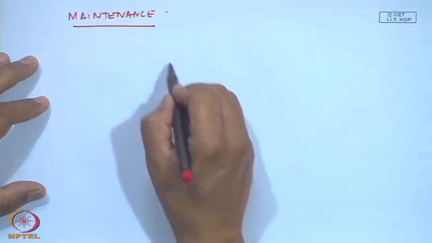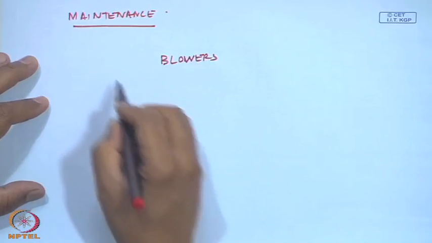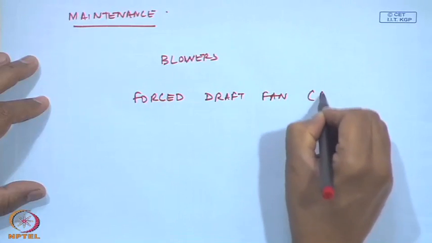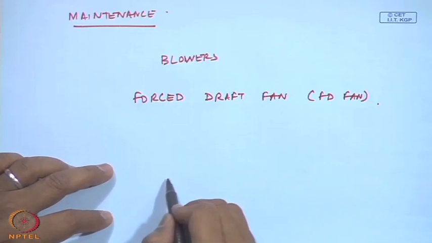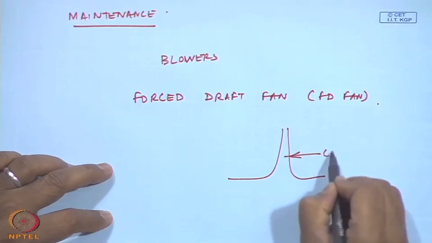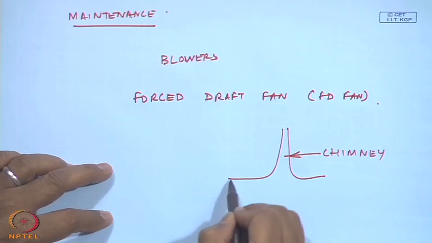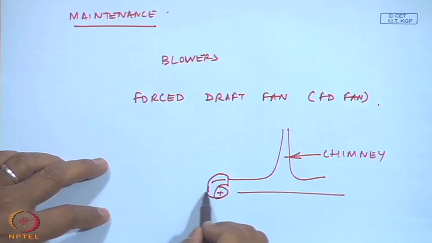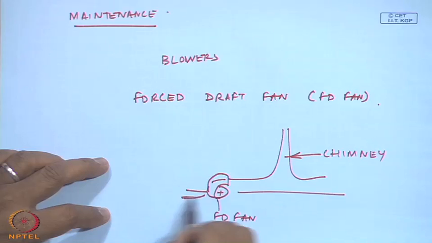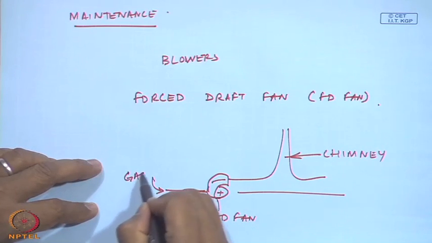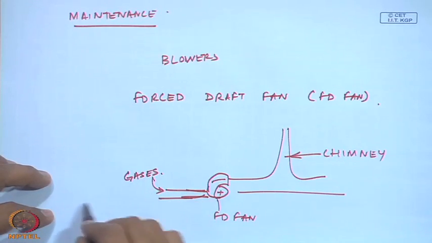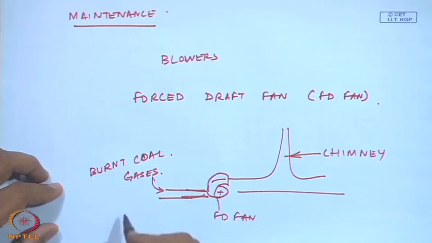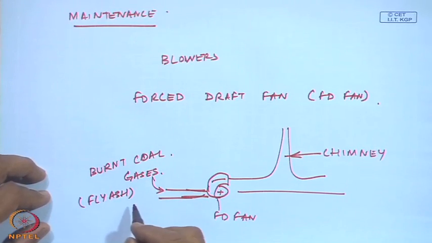Particularly in plants where we have a lot of blowers, maybe an FD fan, forced draft fan. Basically, when you have a chimney, we put an FD fan here, and these are the gases which are after burning the coal. There is a lot of fly ash in these gases. What happens?